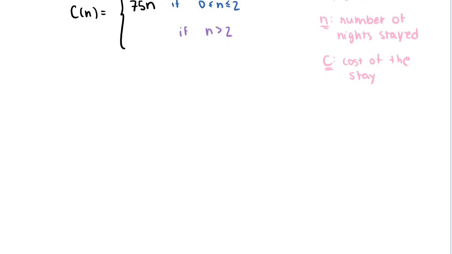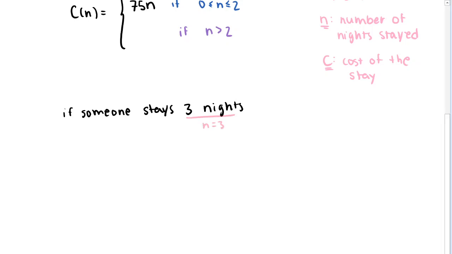Right, so let's say someone stays 3 nights. And so this is n is equal to 3. What should we write down to compute the cost that they're going to have to pay? Well, they already stayed 2 nights, so they're going to pay $150 for the first 2 nights. And then they're going to pay an extra $50 for that one additional night.